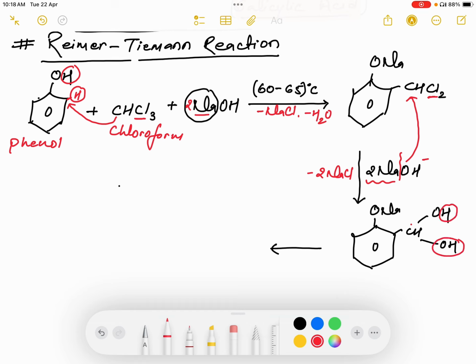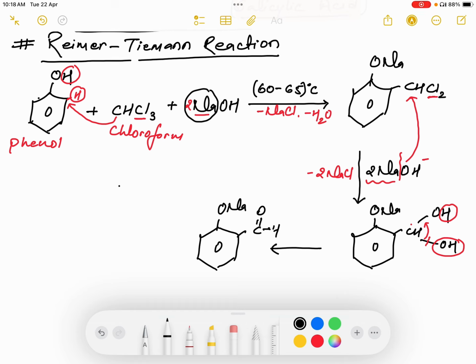will be removed as water, and the bond will break and shift right over here to make a double bond. So this will look something like this, and here it will be ONa. Here it will be C double bond OH.